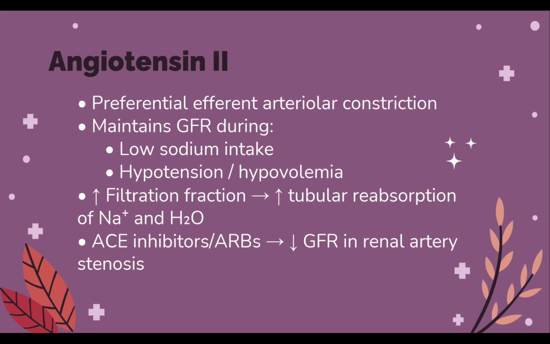So this is a very important hormone: angiotensin 2. It causes preferential efferent arteriolar constriction. And this angiotensin 2 maintains glomerular filtration rate during low sodium intake, hypertension or hypovolemia. When there is increased filtration fraction, it can lead to increased tubular reabsorption of sodium and water. So when we give ACE inhibitors or ARBs, angiotensin receptor blockers, this decreases GFR.